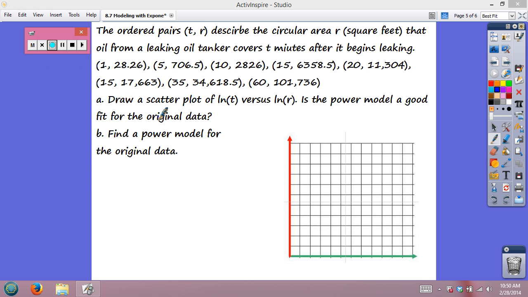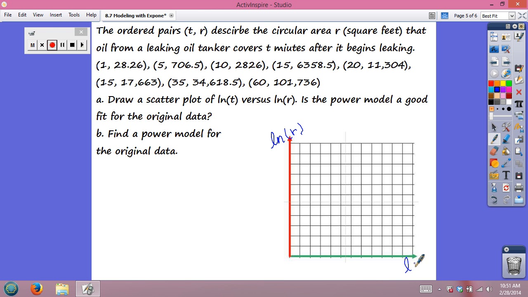So once again, what we're going to do is model, but now it's going to be for our power model. The problem is the ordered pairs T, R describe the circular area R in square feet that oil from a leaking oil tanker covers T minutes after it begins leaking. So again, we have T and R for our X and Y values. The question is, draw a scatter plot of the ln of T versus the ln of R. So this time we have to take the ln of both of our coordinates before graphing.